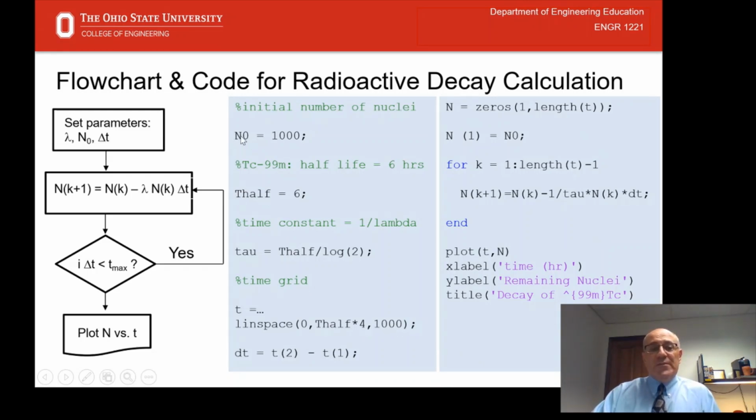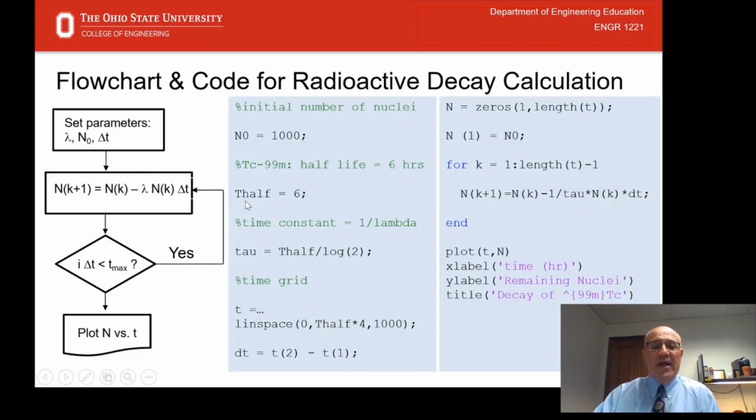Well, there's typically some initialization, setting up some parameters. For example, how many nuclei do I want to start with in my simulation? And we're starting with a rather small number here of 1,000 nuclei. What's the half-life of the isotope that I'm simulating?